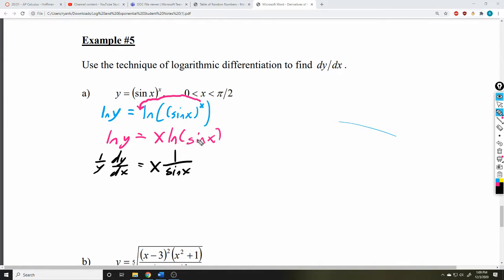But then since sine of x is inside of the natural log, we need a chain rule, times derivative of the inside part. Derivative of sine of x is cosine of x. Plus second times derivative of the first, so natural log of sine of x. And then derivative of x is 1.